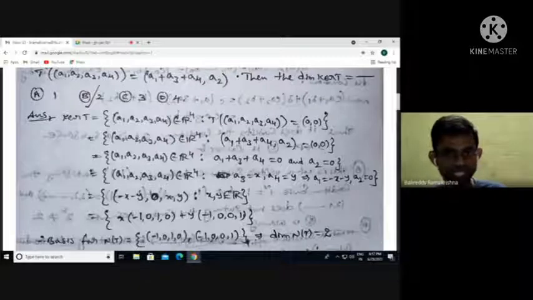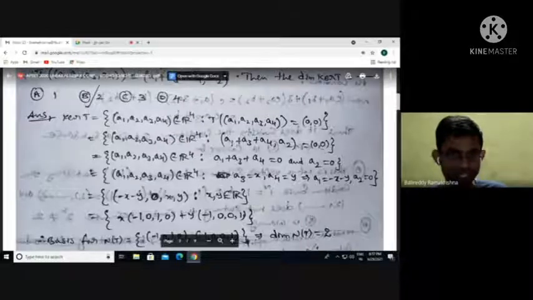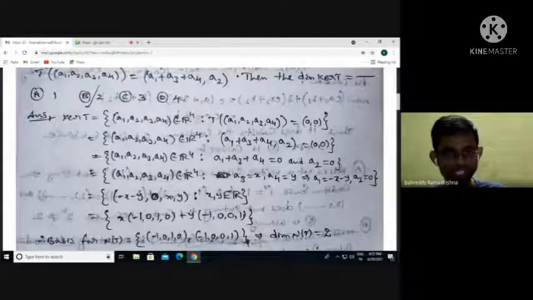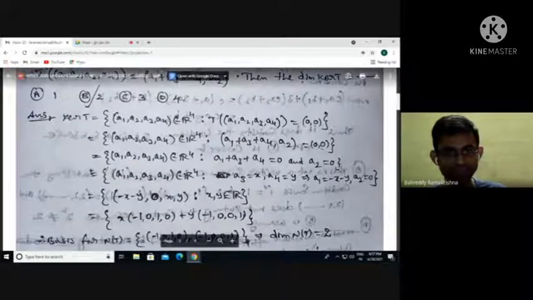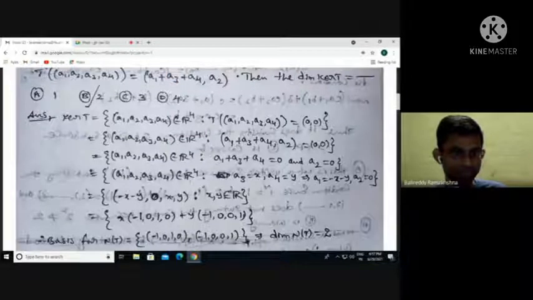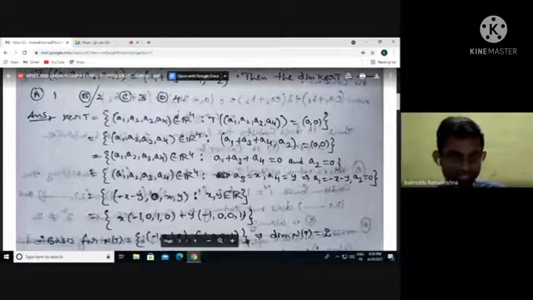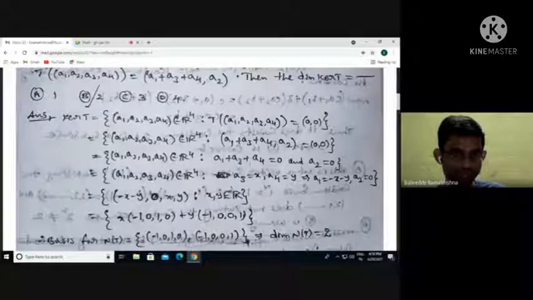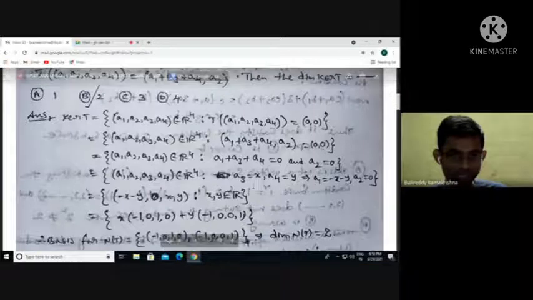That is the set of all a1, a2, a3, a4 belonging to R power 4 such that, equating coordinate-wise, the first coordinate a1 plus a3 plus a4 is equal to 0 and the second coordinate a2 is equal to 0. Here we are taking a3 equal to x and a4 equal to y, which means we are solving these two equations for a1, a2, a3 and a4.